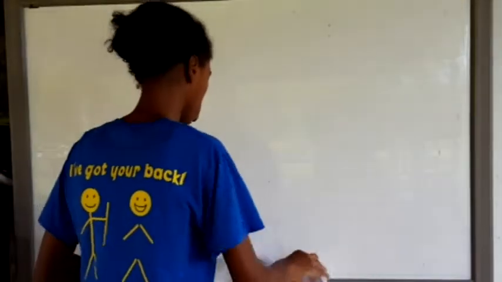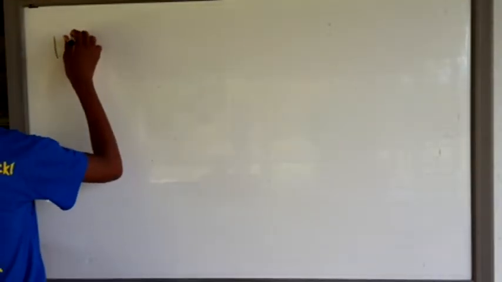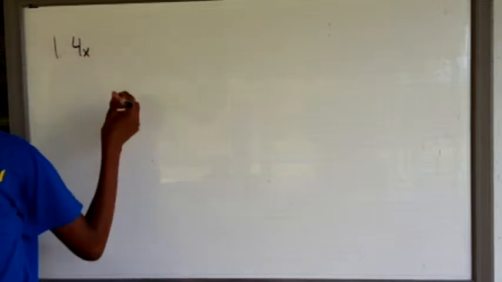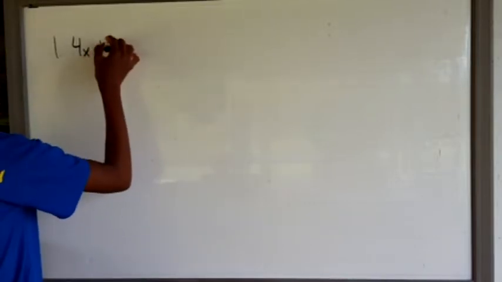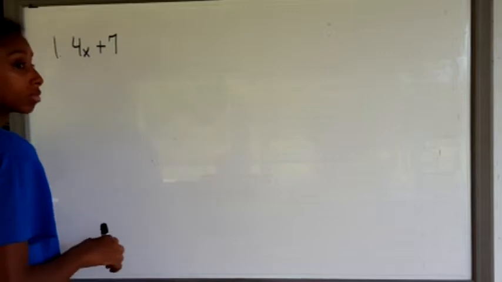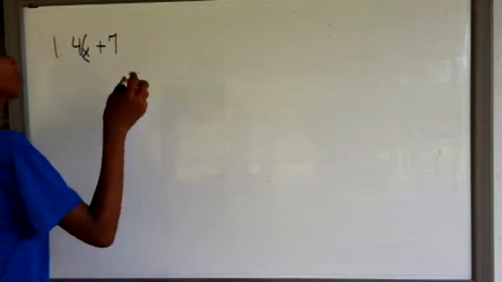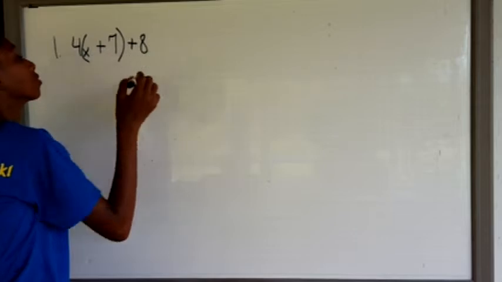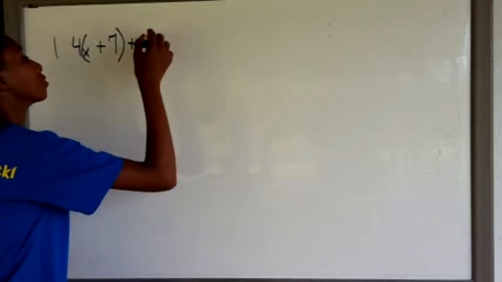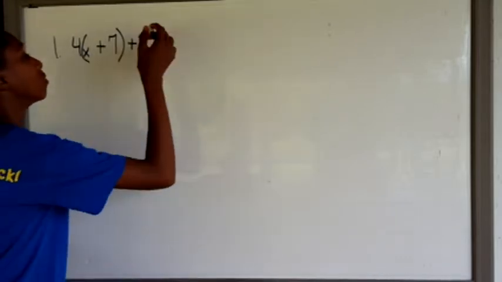That should bring me a few problems. Alright, 4 times x plus 7. I'm talking about the x in parentheses and the 7 in parentheses. Plus 8 times x plus 4. If it's in parentheses, say the whole thing at one time.